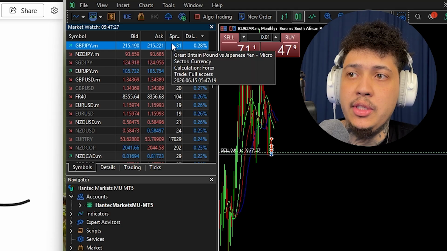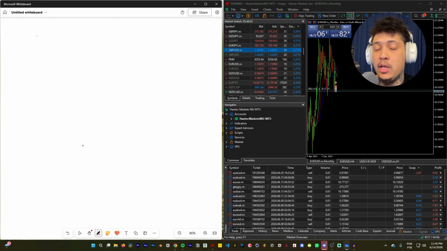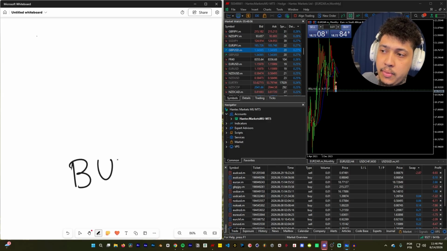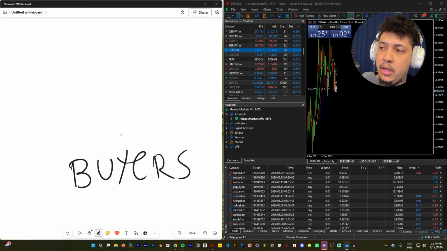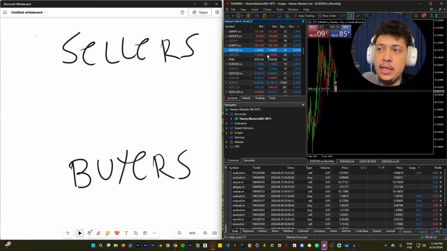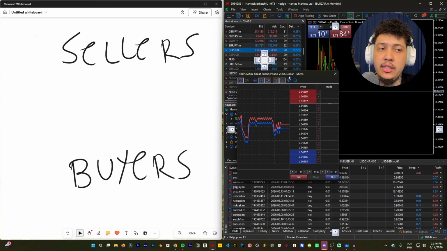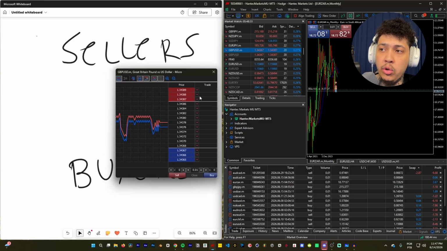So if you see these numbers, 31, 26, 38, 22, 20. To make a long story short, the spread is the difference between the buyers and the sellers. And what do I mean by that? In this example, I'm going to use GBP/USD. I'm going to right click on it and go to depth of market. What the depth of market does is open up the order book of the trades.